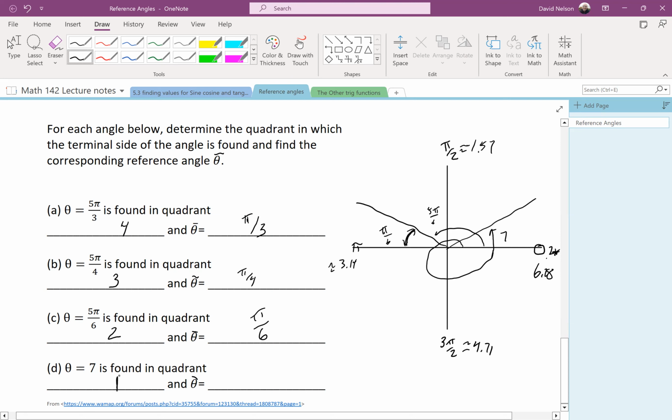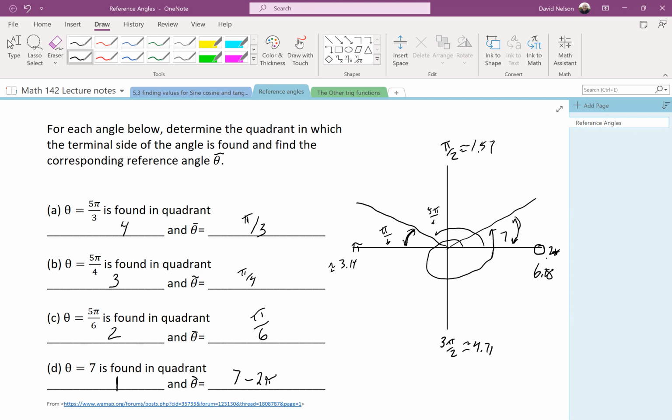And the reference angle is going to be that angle. How far do I have to go back to get back to the x-axis? This one's not quite as pretty as the other ones, but if I take 7 and I'm going back to the x-axis, I need to subtract 2 pi. So it's 7 minus 2 pi to get to that reference angle. Not quite as pretty of an answer as the other ones, but that's what you need to do to get back to the x-axis. That's what your reference angle is.